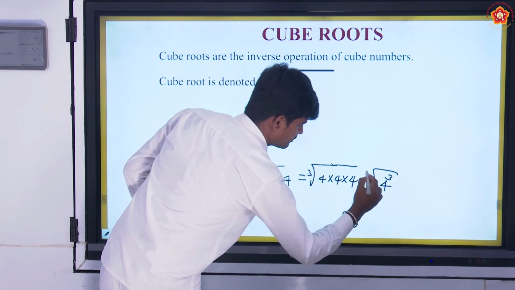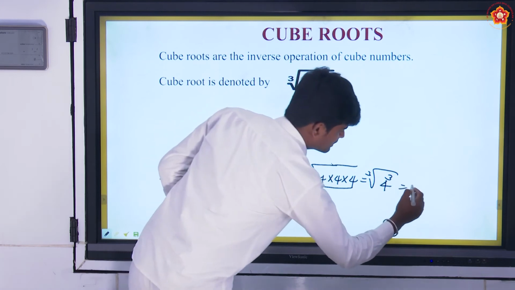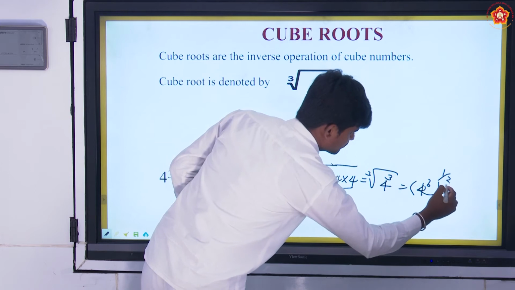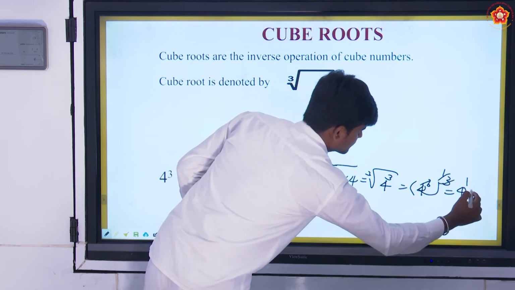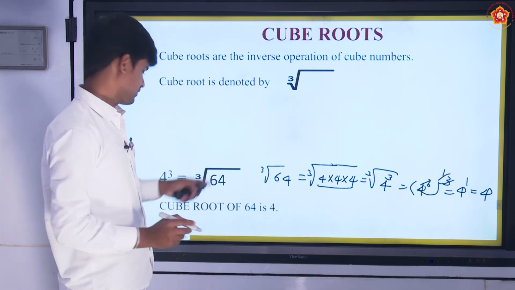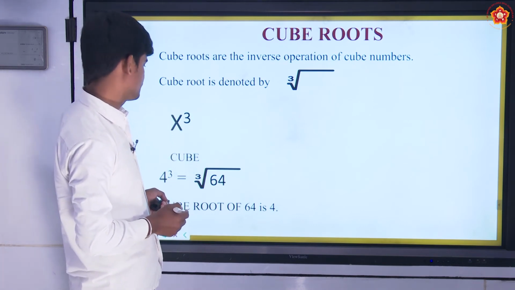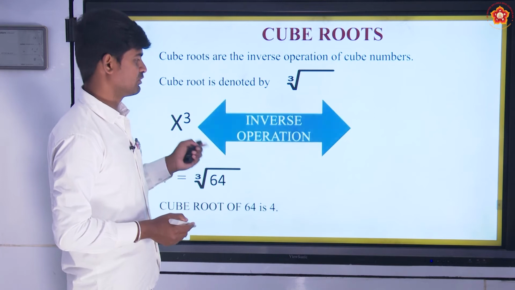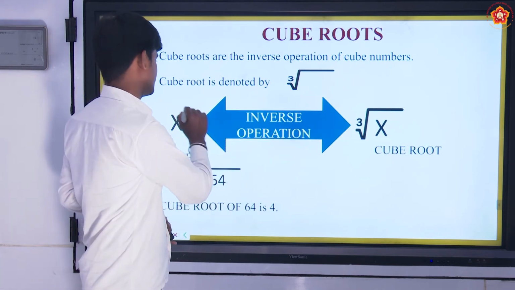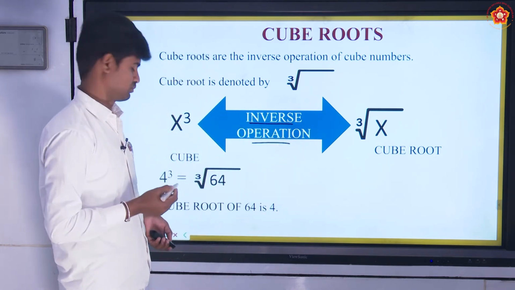This is 4 cube, is it right? There are 3 4s, so we can write it as 4 cube. Now, in the exponential form, the cube root can be written as power 1 by 3. The 3s cancel, 4 power 1 is 4. So the cube root of 64 is 4. This is how cube root is the inverse operation of a cube.